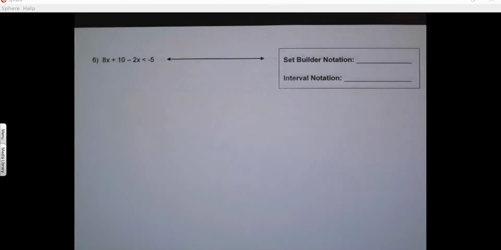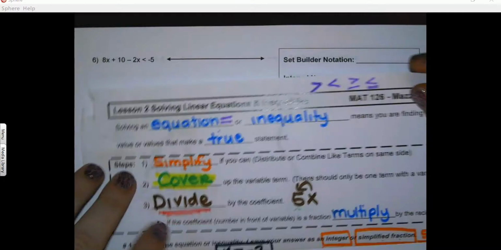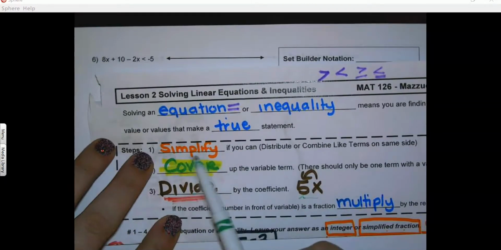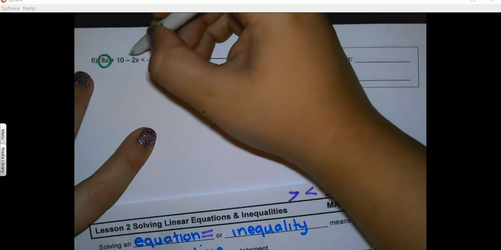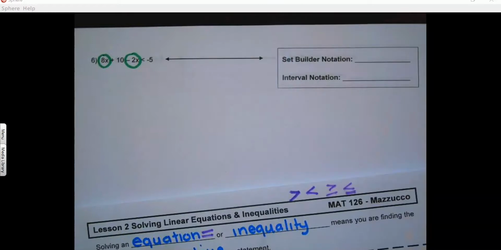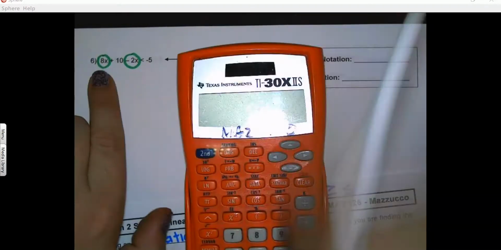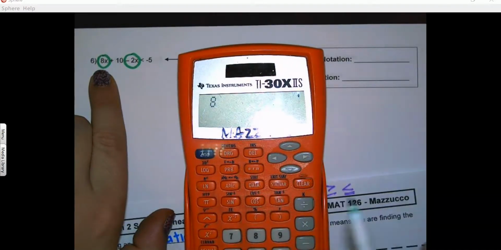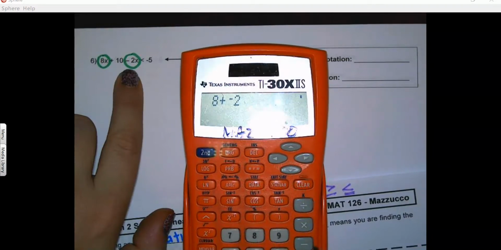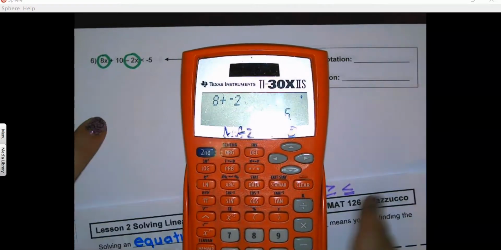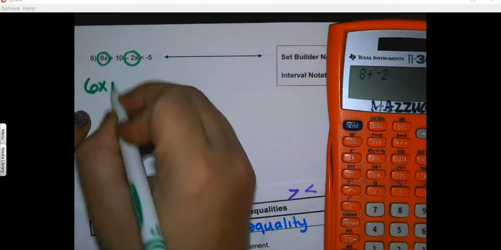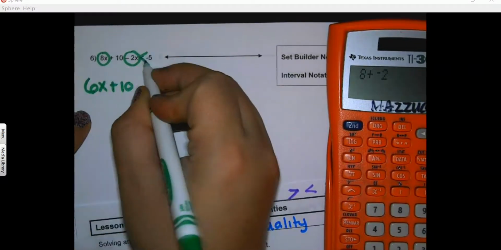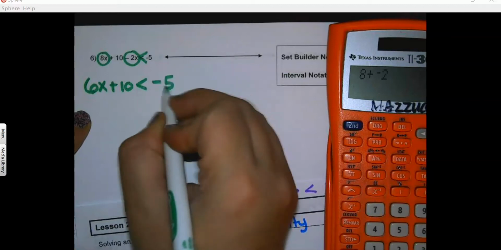Okay, so we are going to get the x by itself. So the first step is to simplify. So we're going to go ahead and combine our like terms. So we can combine 8x and negative 2x. So we have an 8 plus a negative 2. So that makes positive 6x. And then plus 10. And then we bring down the inequality sign.